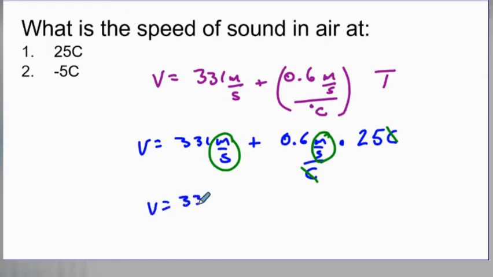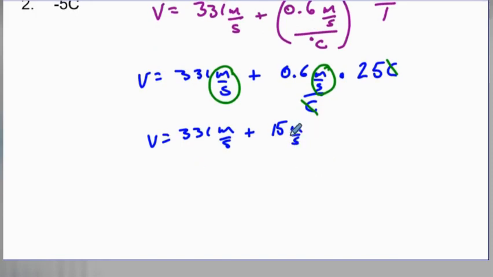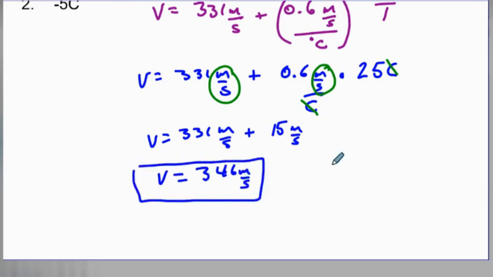So the velocity is 331 meters per second plus 0.6 times 25. And that is 15 meters per second. And that's how much faster sound will move at 25 than it does at 0. So that's going to give me 346 meters per second. That's the speed of sound in air at 25 Celsius.